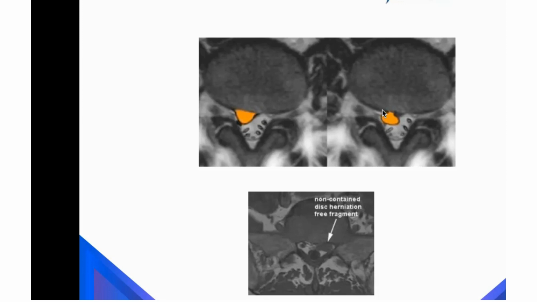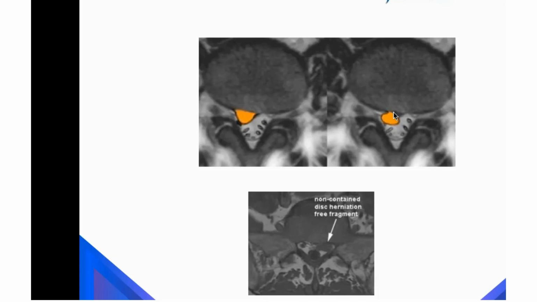When it comes out, the annulus will retract and close this. Now you can see this portion is small and this is bigger. This is called extrusion. Contained herniation, extrusion. Sequestration means when this nucleus material has come out of the disc and is not in continuity with the parent disc.